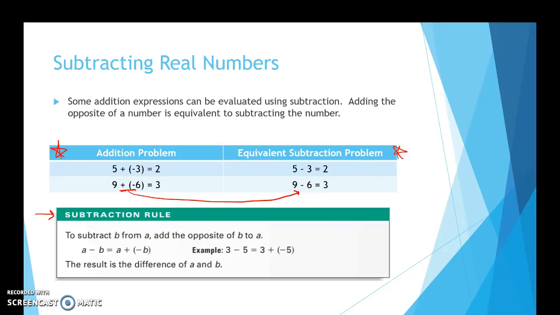It says to subtract b from a, you add the opposite of b to a. So here's our example. We have a minus b means the same as a plus a negative b. Similar to our chart here, we have 3 minus 5 means the same as 3 plus negative 5. So the result would give you the same answer, subtracting or adding a negative.